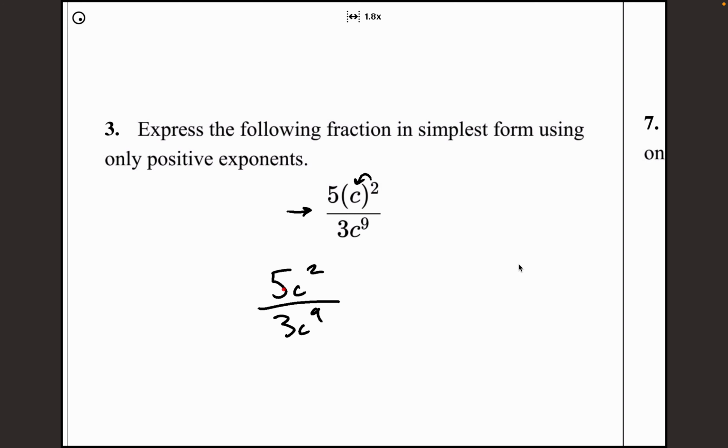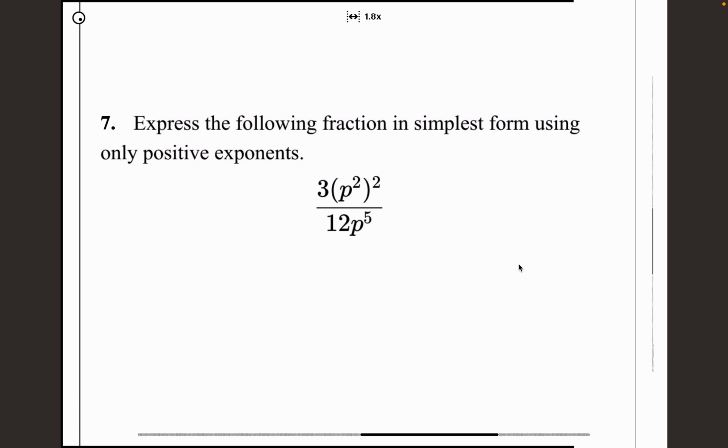No, I cannot. So now I need to go over to c and look at my variables and what I can take out. So I have 2 up top and I have 9 down below. So I'm going to subtract those and keep the bigger number where it's at. So I'm going to take out this c to the second, subtract 2 from 9, and that is going to leave me with 5 over c to the 7th. Okay, we're going to do one more example with this.